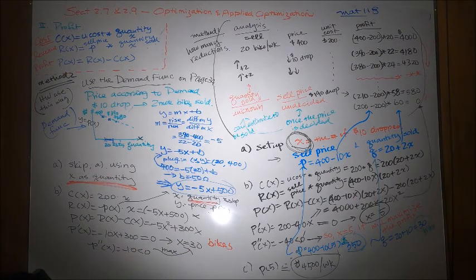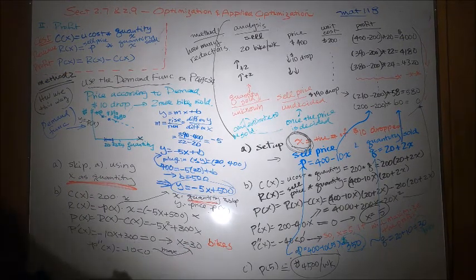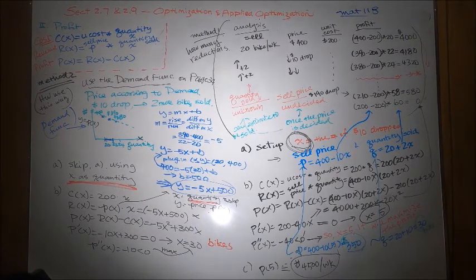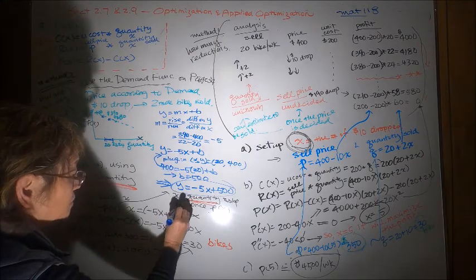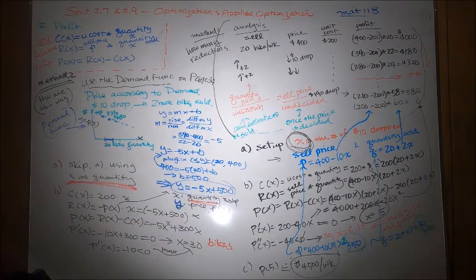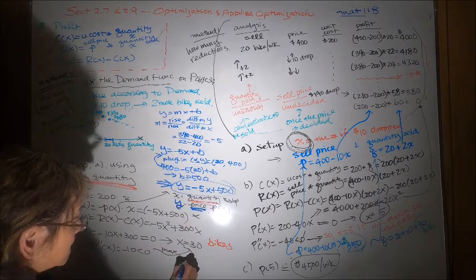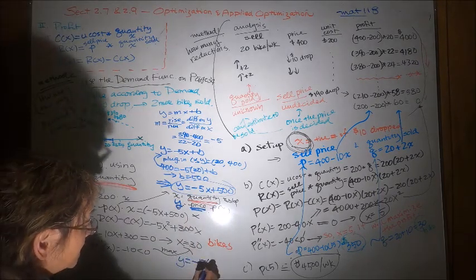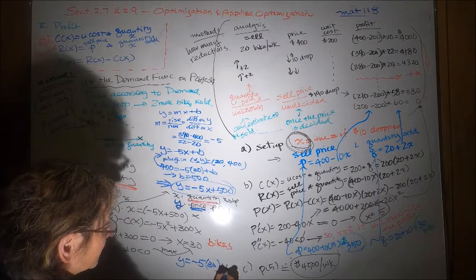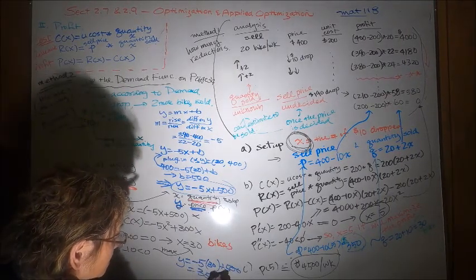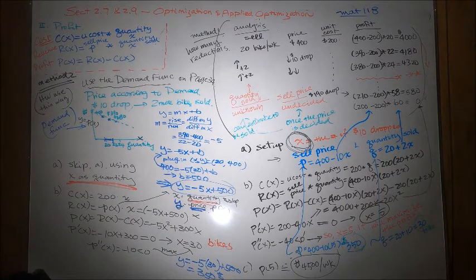Right? If you sell 30 bikes, what kind of price would it be? Demand function, y is your price, right? Price. So y is what? Negative 5 times 30 plus 500 would be what? 350, $350 per bike.